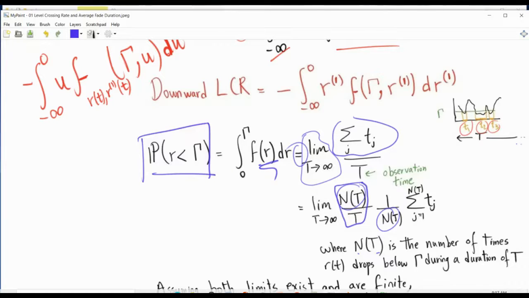Okay, so we have a limit of a product. Let's assume that the limit of each term is finite, and is a finite positive number. What is the limit of N of T over T?